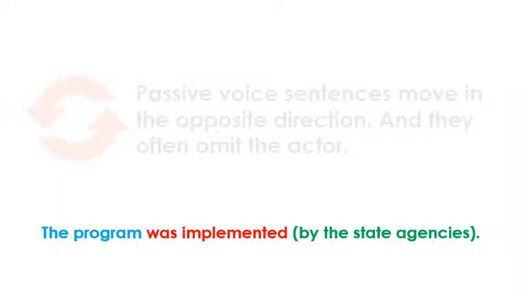We've taken the active voice example that we used previously, and we've flipped the order of the sentence around. Now the program, the recipient of the action, the implementation, appears at the beginning of the sentence. We then move on to the action itself, was implemented, and we conclude with by the state agencies. But I put by the state agencies in parentheses to indicate that we could omit the state agencies from the sentence altogether, and the sentence would still make sense.